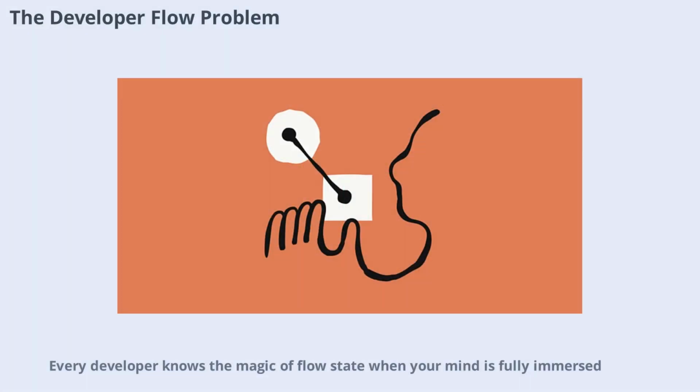Every developer knows the magic of flow state. When your mind is fully immersed, ideas are clear, and your fingers seem to move on their own. But all too often, this rare state is interrupted by endless approval dialogues, formatting reminders, and test commands. Each tiny interruption chips away at your focus, leaving you frustrated and less productive.